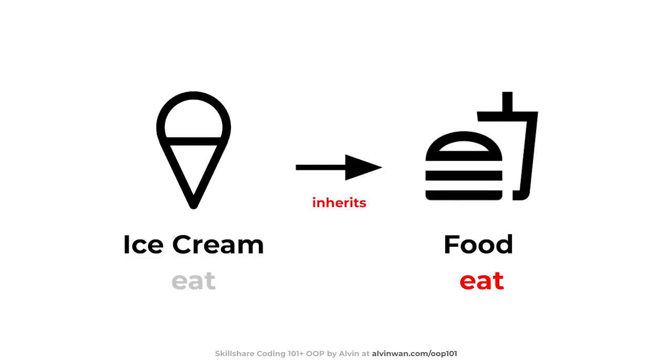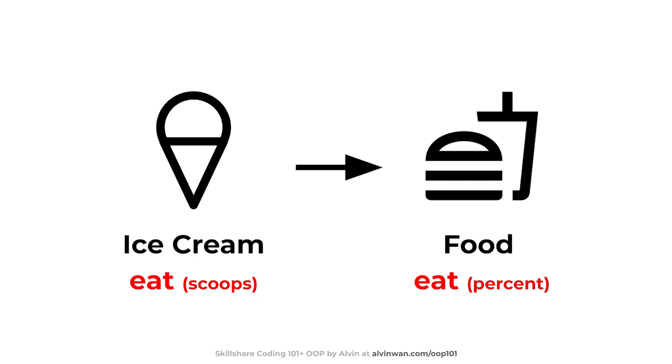Previously, we said that ice cream would inherit the eat method from food, since ice cream is a food. However, let's say that ice cream eating is unique and unlike general food eating. We would need to override the eat method, defining a custom eat method for ice cream specifically. We might want to override eat, because we represent the amount eaten in different ways. With ice cream, we measure amount left in scoops. With other food, we use a percentage.